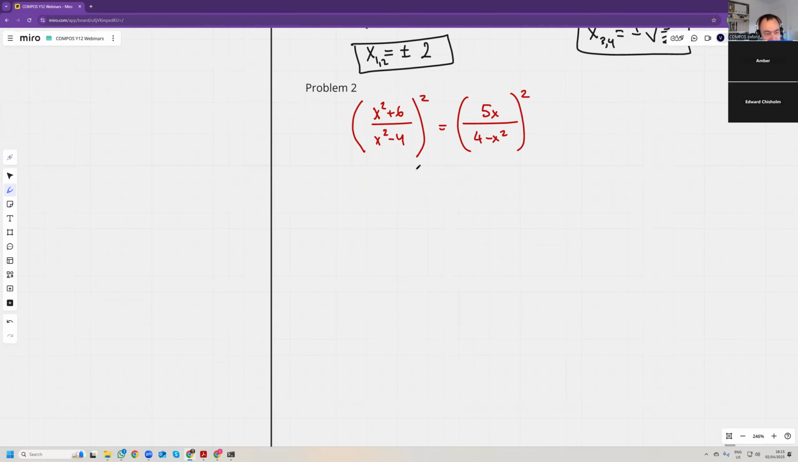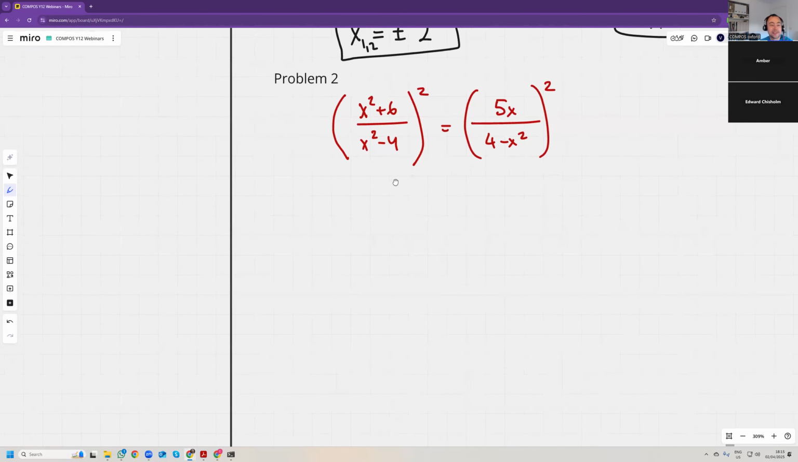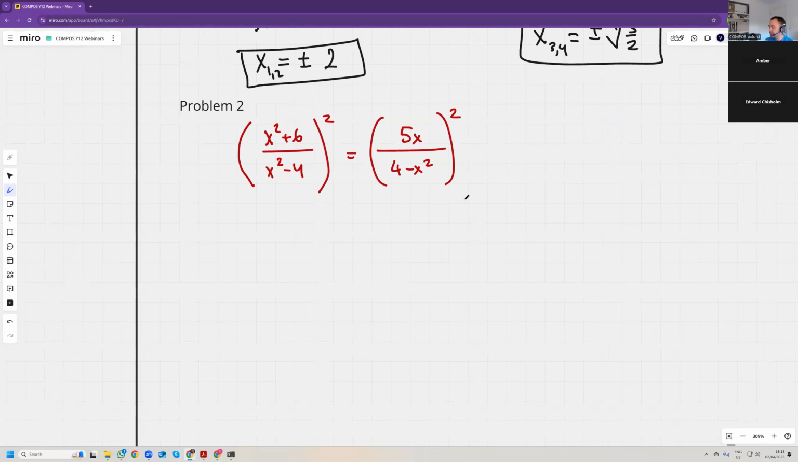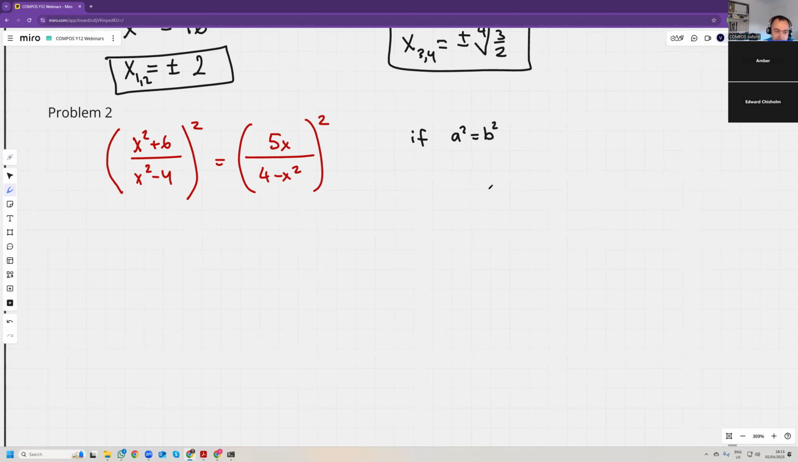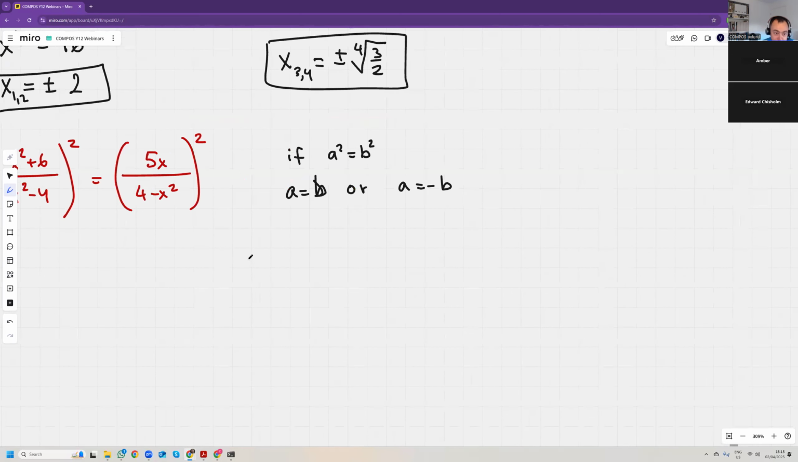And so the next problem is 2 fractions and 2 squares. Well, there are different ways you can approach this. You can just realize that if a squared equals b squared, well, there are 2 possibilities. It's either a equals b or a equals minus b. And you can take it from here. You could also take the square root of both sides. You can take the square root of a squared equals square root of b squared.